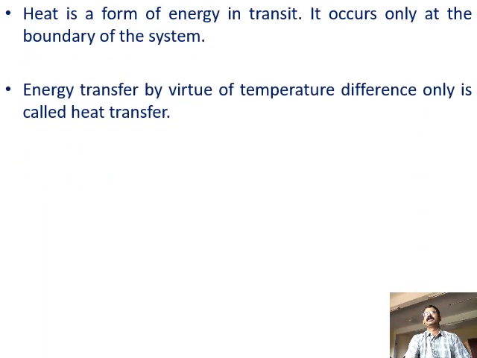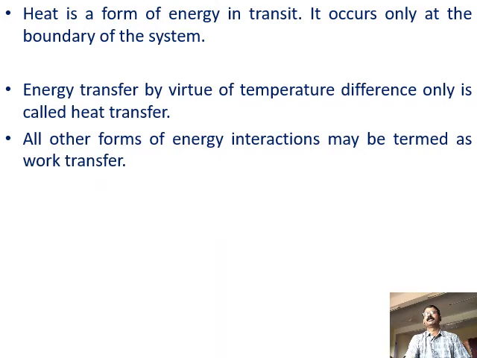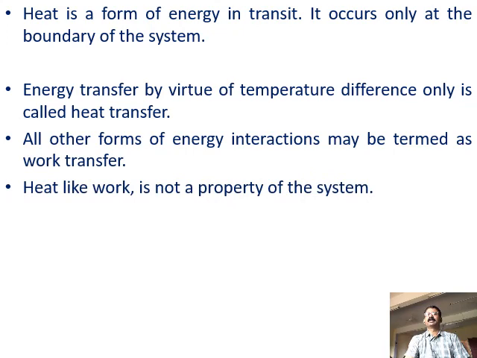So heat is a form of energy in transit. Few of the characteristics of this heat we are studying here. Energy in transition occurs only at the boundary of the system. Remember this, heat transfer takes place only at the boundary of the system, because that is what it is capable of crossing, the boundary. Energy transfer by virtue of temperature difference only is called heat transfer. All other forms of energy interactions may be termed as work transfer. If the energy transfer is other than heat transfer, then we call it work transfer. Heat, like work, is not a property of the system. So you know that heat is a path function, it is not a point function.